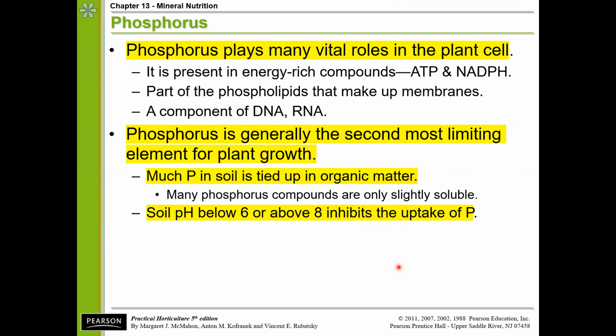pH plays a role in all nutrients, and I think we looked at that when we were first talking about soils. For pH, generally we want somewhere around neutral for the greatest variety of elements. Generally, we say slightly acidic, though, 5.5 to 6.5 for most of our crops. So if we have a pH below 6 or above 8, then that inhibits the uptake of phosphorus.